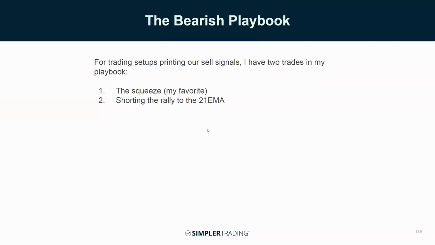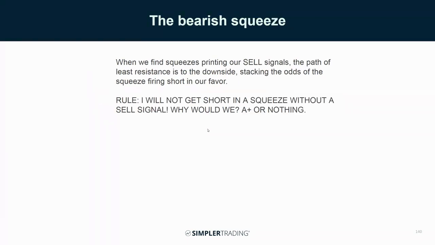So 2 trades in the bullish playbook, 2 trades here, guys, in the bearish playbook. Right? So for the setups of our sell signals, we're looking for bearish squeezes, and we're looking to short the rally to the 21 EMA. Okay? Just a total opposite.